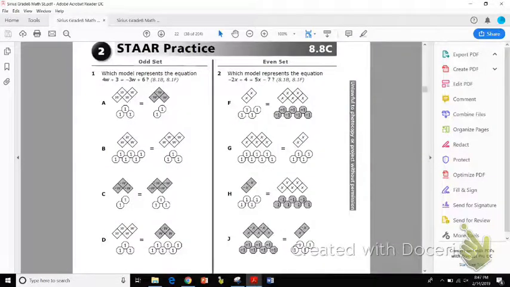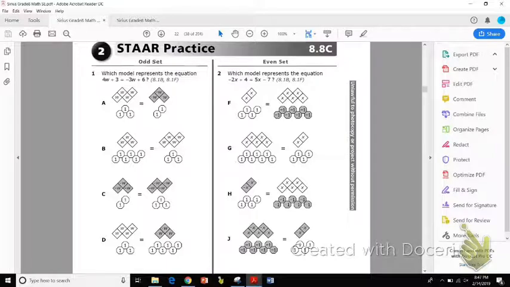Alright, kiddos, but another thing that they can ask y'all to do, they could either ask y'all to solve it, or they can ask y'all to compare, to see which model represents the following equation. So here, they're telling us, as I just said, which model represents the equation 4w plus 3 is equal to negative 3w plus 6. Alright, so looking at our different answer choices, let's look at the first one here.